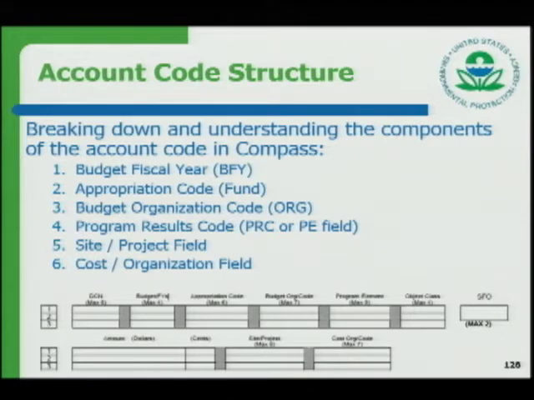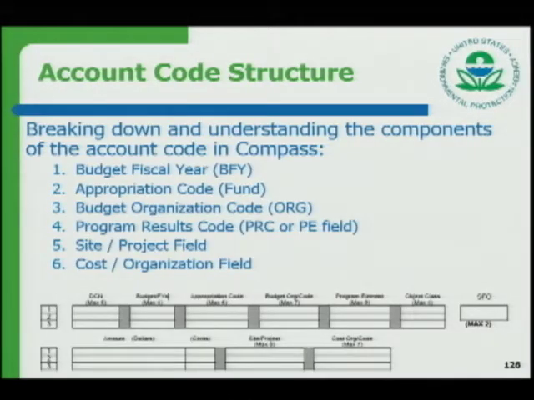So there are six main, there are a lot more, but there are six main elements, you could say, to the account code structure. And the first is the budget fiscal year. Second is the appropriation code, what we've gone over in detail before. The budget organization code, which we'll talk about later, but that's getting down to your office level details.